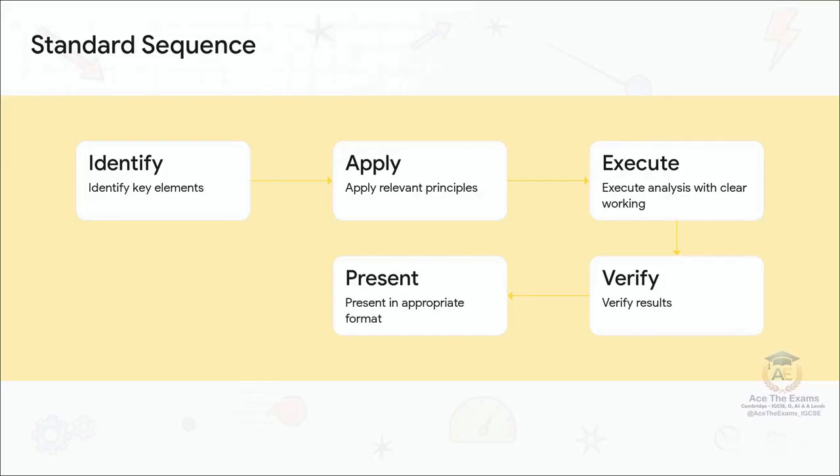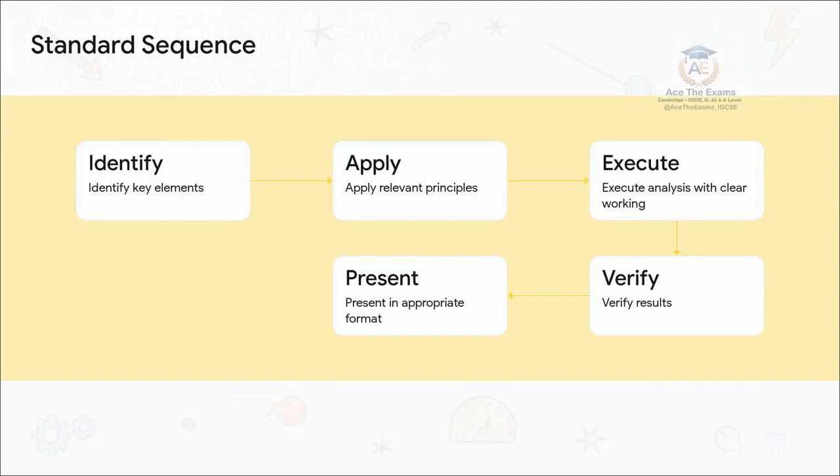This is what we call the mathematics success blueprint. Top students systematically follow this exact chronological sequence every single time. First, identify the key elements from the text. What is U? What is V? What is T? Second, apply the relevant principles. Choose your SUVAT equation strategically based on what is missing.